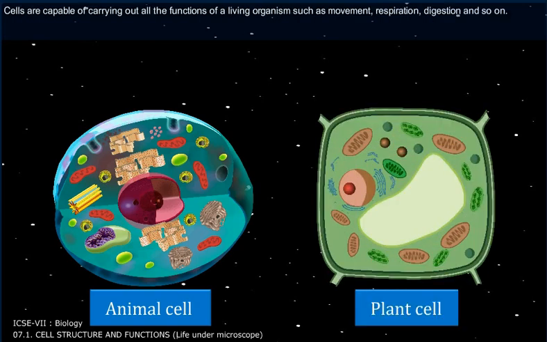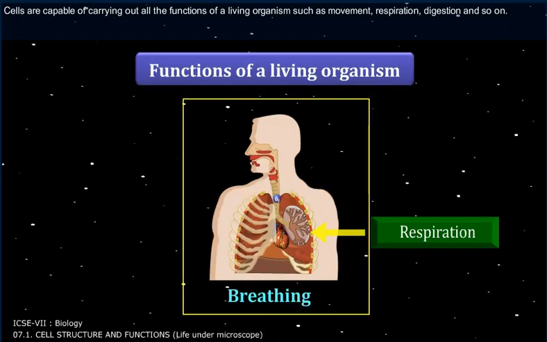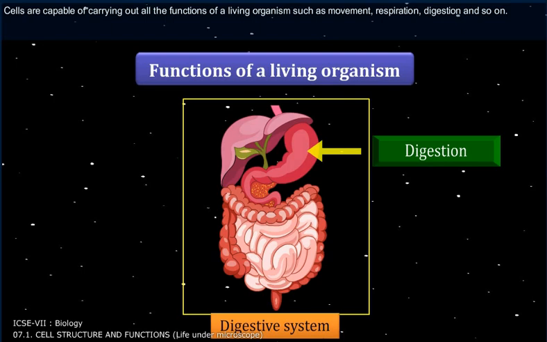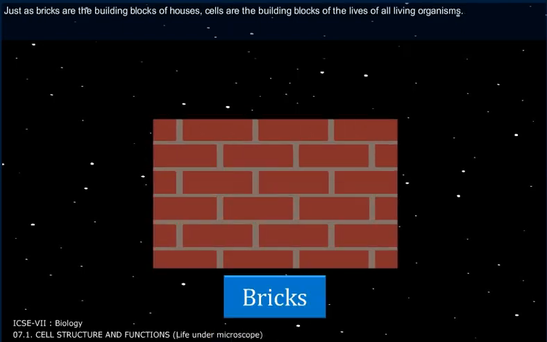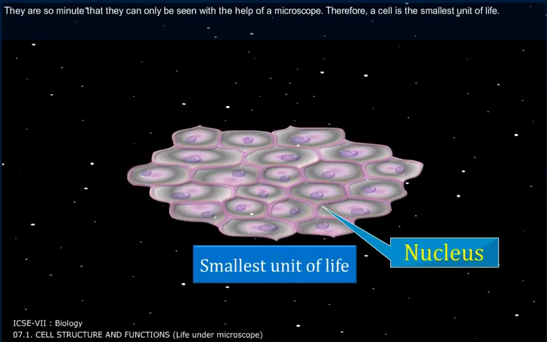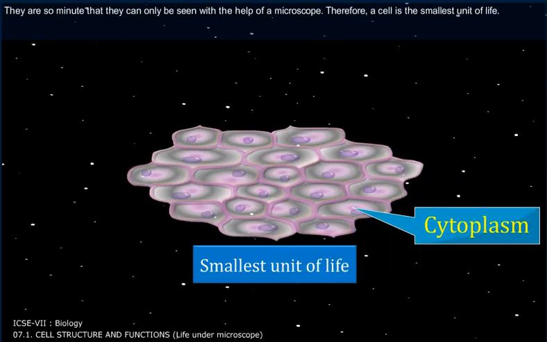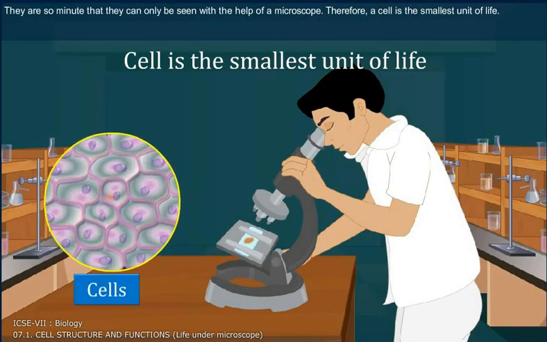Cells are capable of carrying out all the functions of a living organism such as movement, respiration, digestion, and so on. Just as bricks are the building blocks of houses, cells are the building blocks of all living organisms. They are so minute that they can only be seen with the help of a microscope. Therefore, a cell is the smallest unit of life.